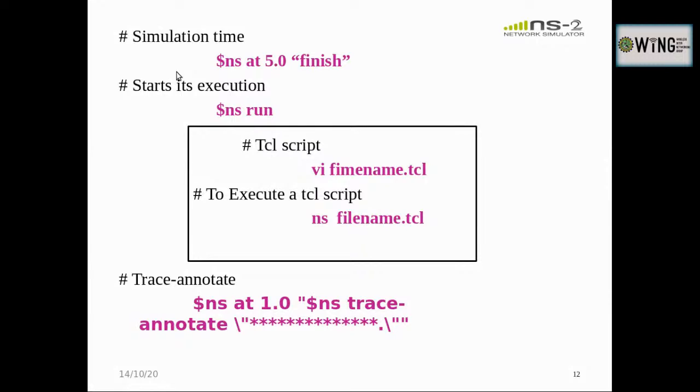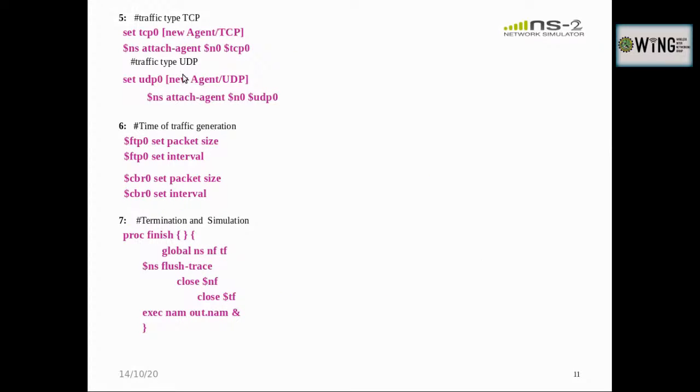attach-agent command. Okay, I'm attaching this TCP0 object to an N0 object. And that N0 object is an object of which class? Node class. This TCP0 is an object of TCP class. I'm attaching this TCP0 to node 0. That's all. And similarly, we're doing it for the UDP protocol.